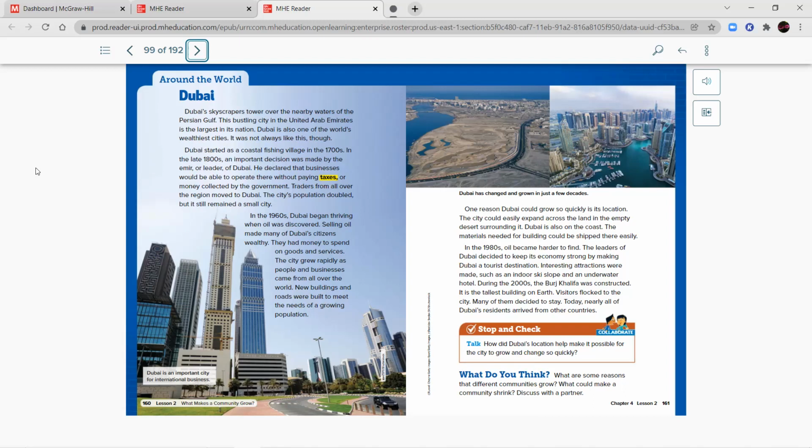One reason Dubai could grow so quickly was its location. The city could easily expand across the land in the empty desert surrounding it. Dubai is also on the coast. The materials needed for building could be shipped there easily.